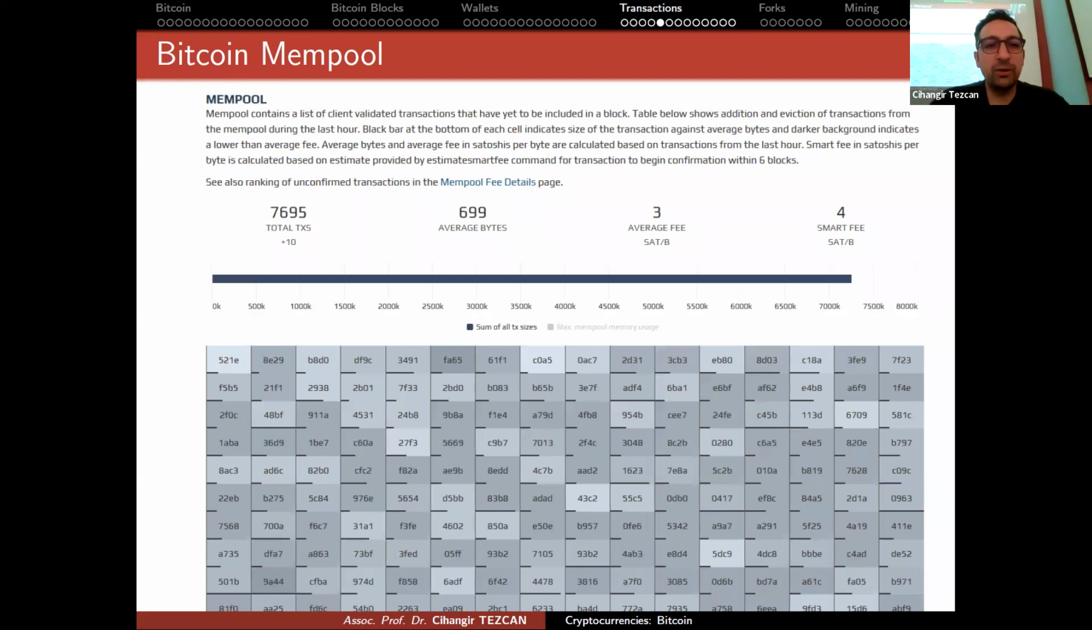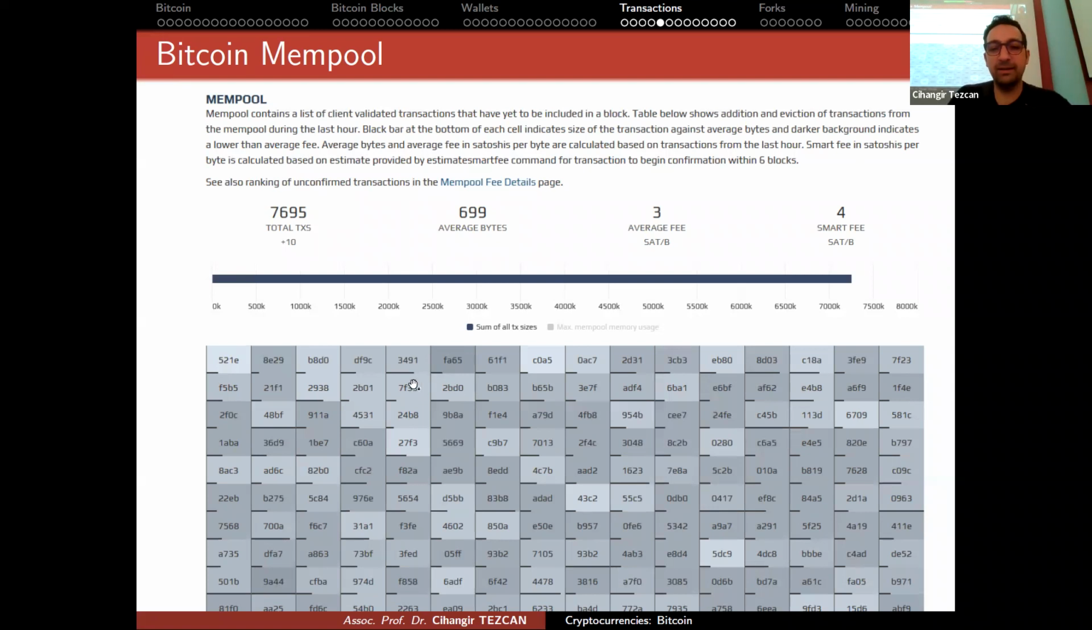Mempool contains a list of client-validated transactions that have yet to be included in a block. Table below shows addition and eviction of transactions from the mempool during the last hour. Black bar at the bottom of each cell indicates size of the transaction against average bytes, and darker backgrounds indicate a lower than average fee. So these darker ones are paying lower fees, so it will take more time for them to be included.